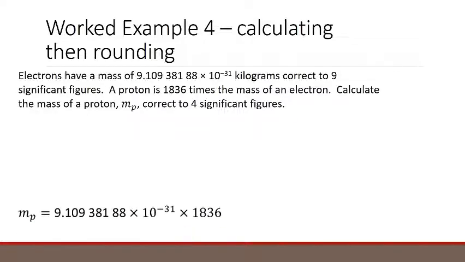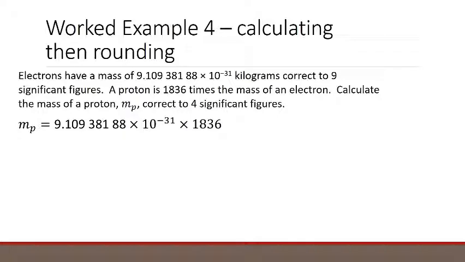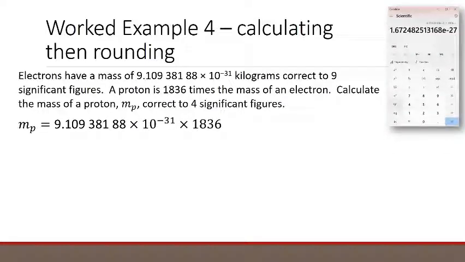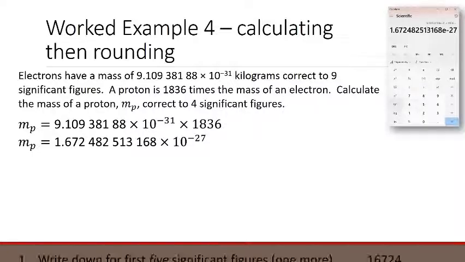So firstly, we do the calculation. There it is, MP, 9.1093888 times 10 to the negative 31, and we multiply that by 1,836. And we need a calculator to do that. And when we do that, we end up with lots of digits, 1.672482513 times 10 to the negative 27. And that's not our answer, because we need to round it to 4 significant figures.